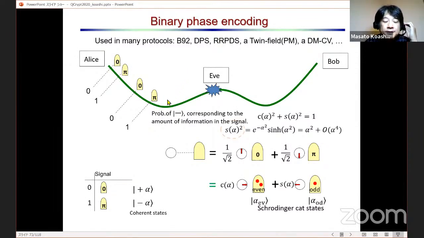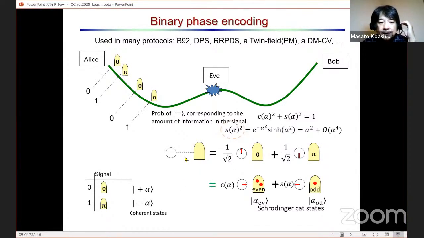But before that, I will concentrate on the signal part of the B92, because this signal, binary phase encoding of the coherent states, is common to many other protocols here. So in this encoding, say bit 0 is encoded to a coherent state with amplitude plus alpha, and bit value 1 is encoded on minus alpha. The difference from the BB84 case is that these states are not orthogonal to each other, non-orthogonal.